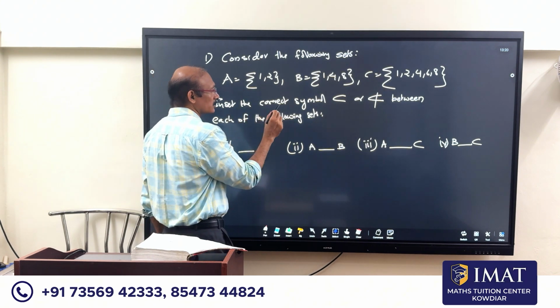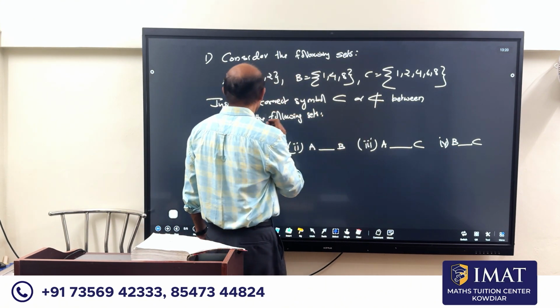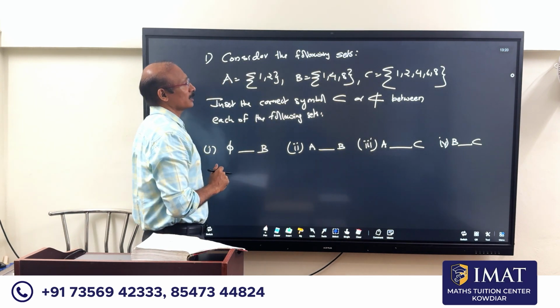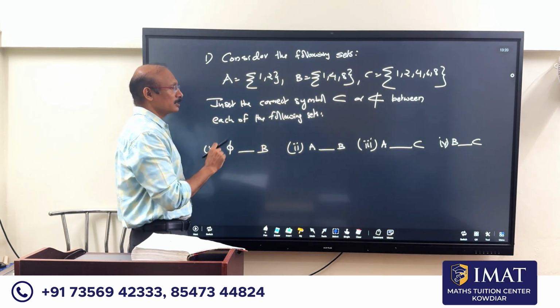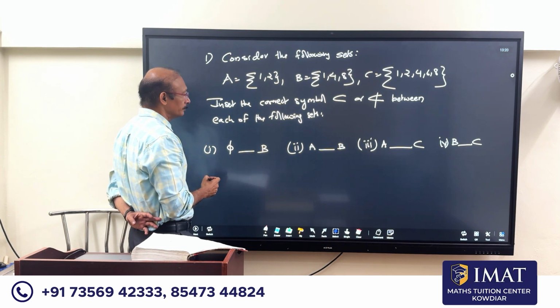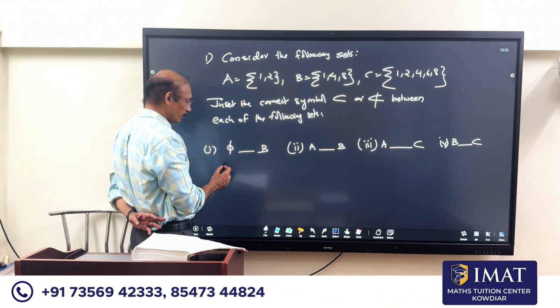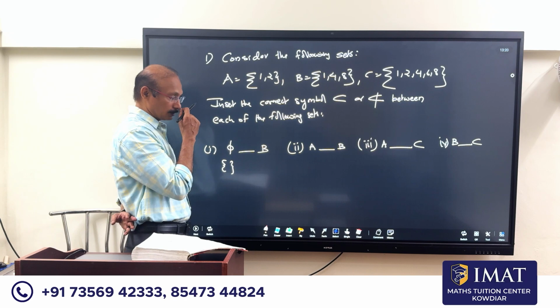Insert the correct symbol, subset or not a subset, between each of the following sets. Insert the correct symbol in the space given below. Now, what is this? This is another symbol for null set. Either you can write it like this or like this. Both have the same meaning, null set.